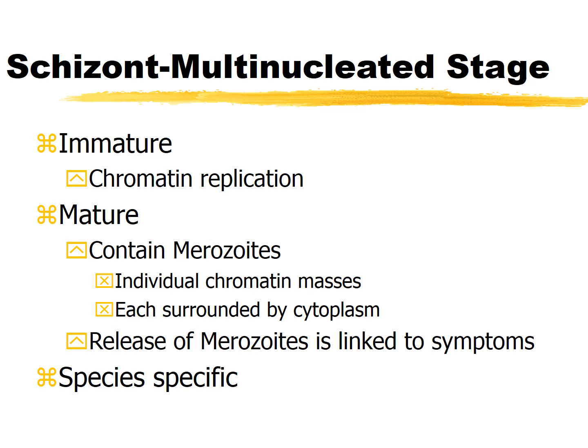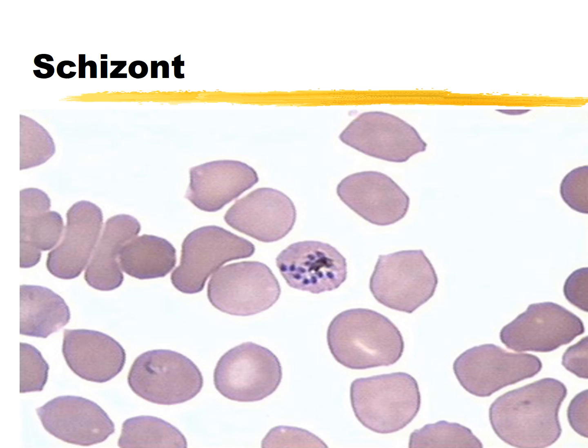Okay, the schizonts are multinucleated stage. You'll have an immature where chromatin replication is occurring. And then as they mature, they'll start containing merozoites. Merozoites are just that chromatin mass that's replicated, each one of them surrounded by cytoplasm. The cell will rupture and release these merozoites, and this is linked to when symptoms start to appear. The number of merozoites that's released is species specific. And this is a picture of a schizont in a red blood cell. And those are individual merozoites.